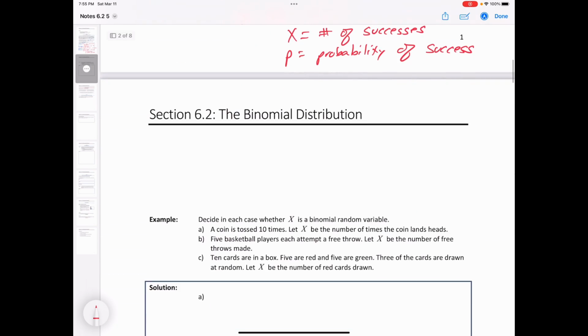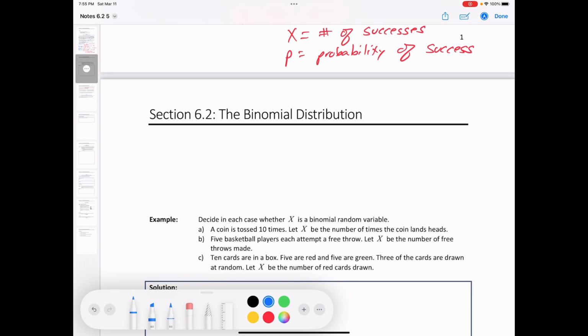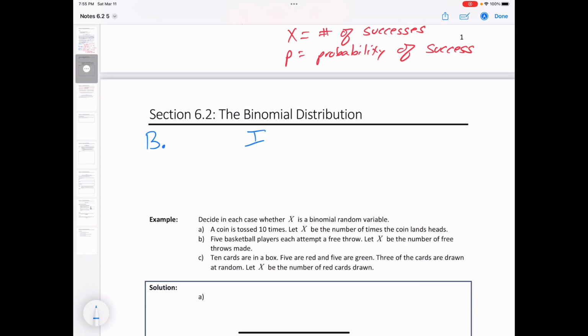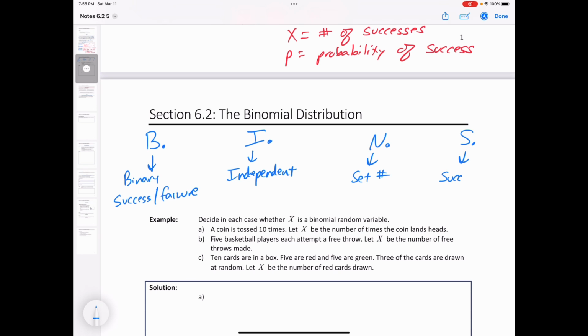All right, and here's a way that will make that easier to remember. When you have a probability problem, you're going to check your bins. The first B is the binary. And again, it's success, failure. Same thing we just talked about. The I is independent. Trials have no effect on each other. N is your set number of trials. And S is your success probability stays the same.